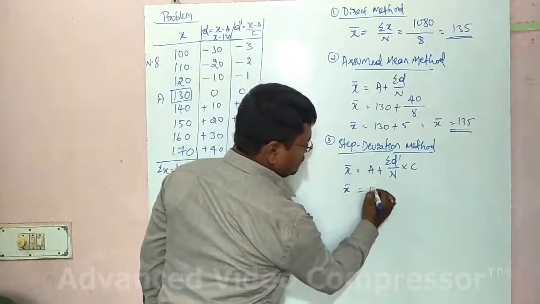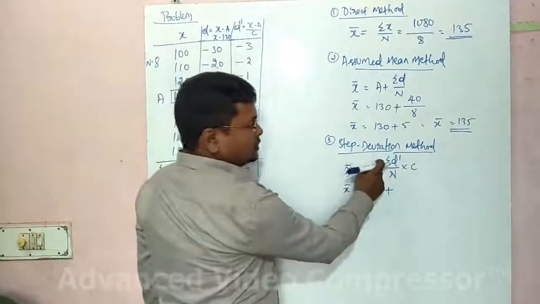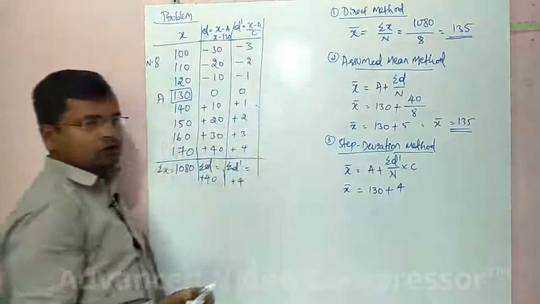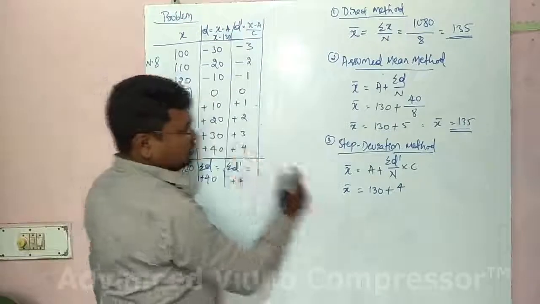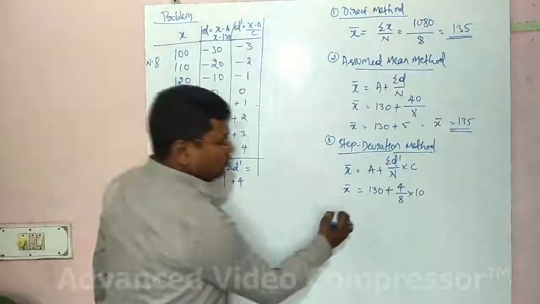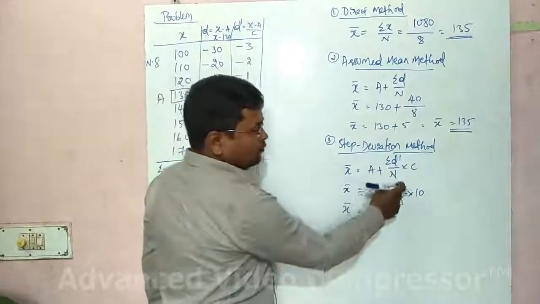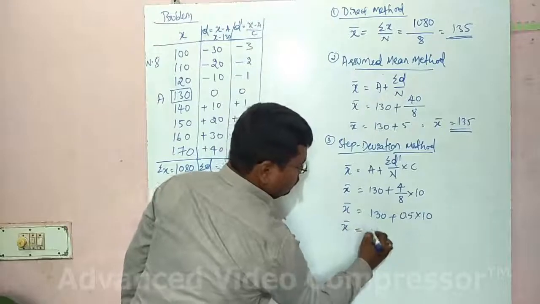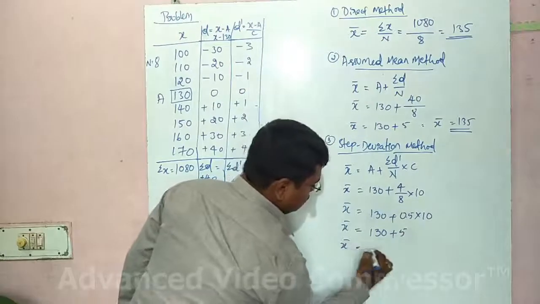x bar is equal to A, which is 130 that we have already calculated, and summation of D dash is 4, or plus 4, you can write plus 4 or 4, both are the same, and N is 8 and C is 10. Now if we simplify this, it is 130 plus 4 by 8, which is 0.5, into 10. Again x bar is equal to 130 plus 0.5 into 10, which is 5. Again x bar is equal to 135.